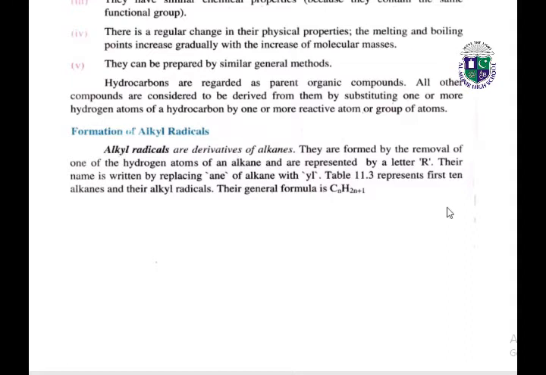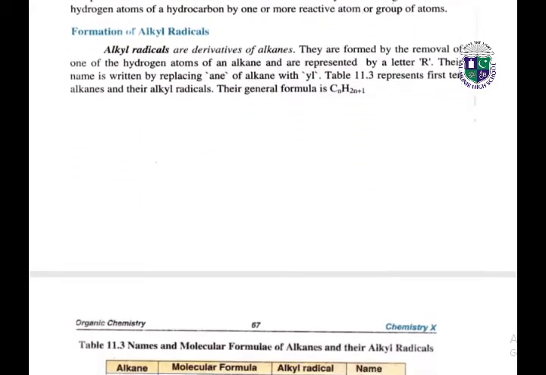Next we have the formation of alkyl radicals. What are the alkyl radicals? Alkyl radicals are derivatives of alkanes. Alkyl radicals किसके derivatives हैं? Alkanes के derivatives हैं. They are formed by the removal of one of the hydrogen atoms of an alkane and are represented by letter R.